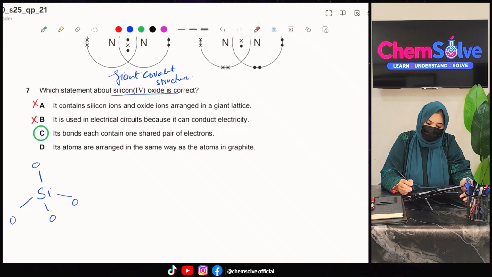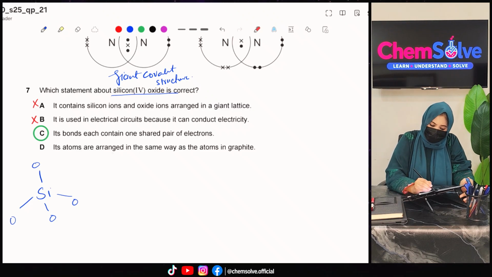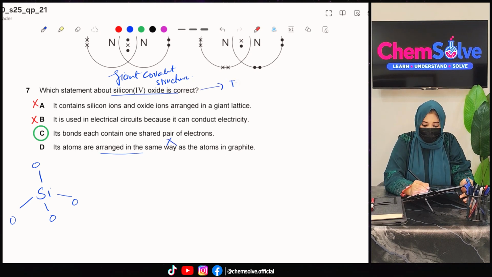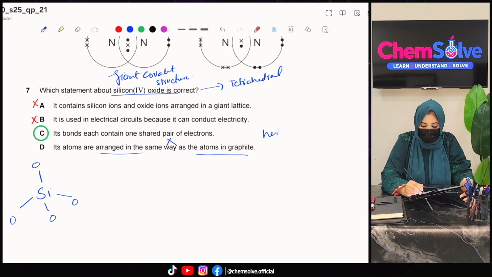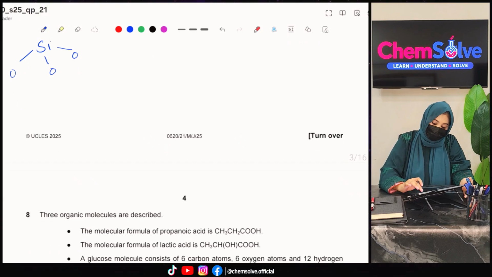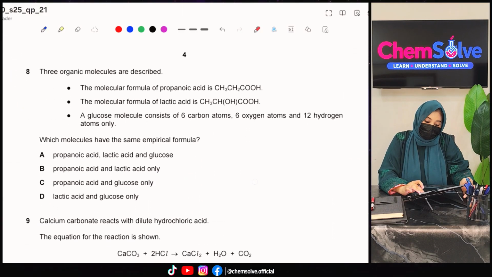Its atoms are arranged in the same way as the atoms in graphite. Same way, no. Silicon 4 oxide has tetrahedral arrangements, while in graphite there is a hexagonal layered structure. So both of them have different arrangements of the atoms. Now let's move towards question number 8. The organic molecules are described for question number 8.